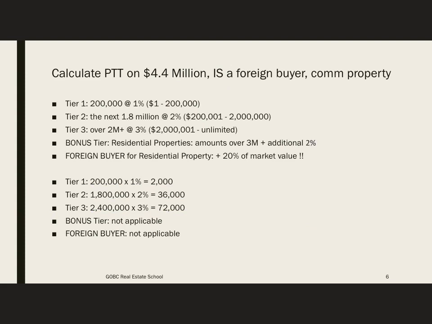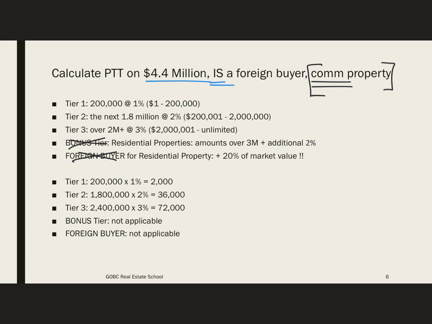All right, so the next example is we're going to calculate PTT on a $4.4 million property. For this question, we're going to say that they are a foreign buyer. And we're also going to say that in this case, it's a commercial property instead of it being a residential property. So remember I was saying that you need to pay attention to the details in the question. This fact, that it's a commercial property, tells you that you don't need to worry about the bonus tier and you don't need to worry about the foreign buyer tier because it's not a residential property.